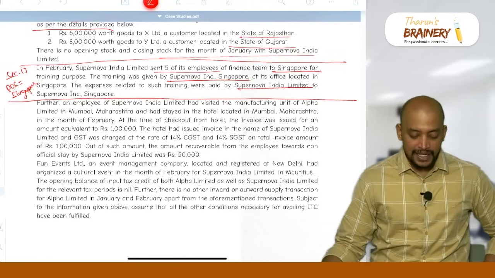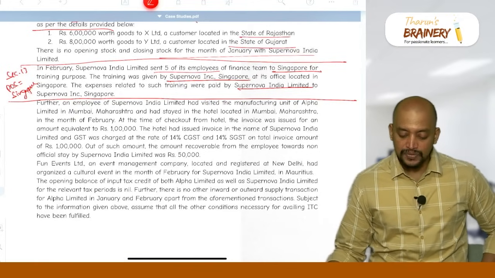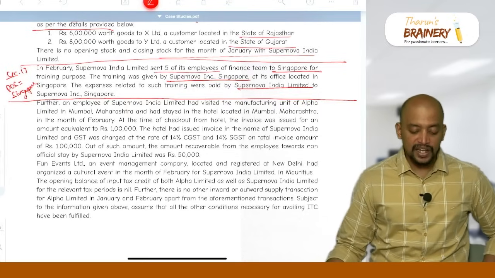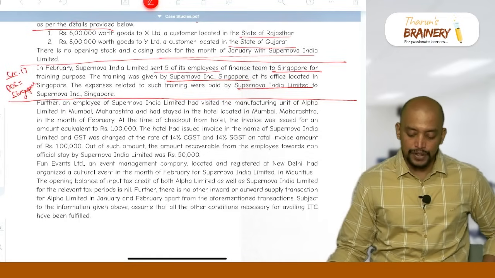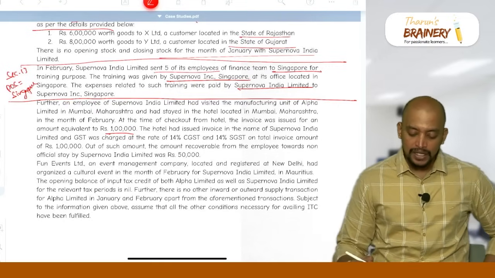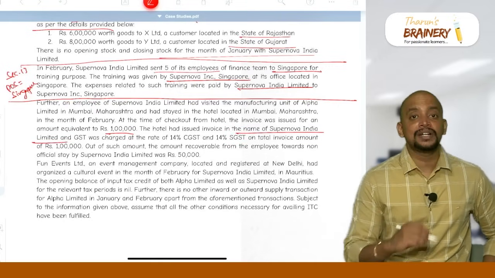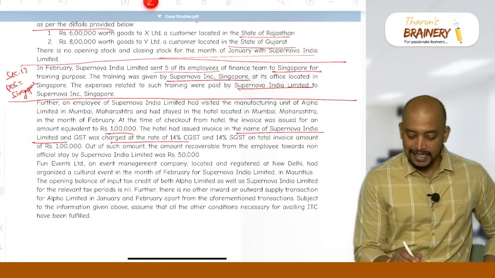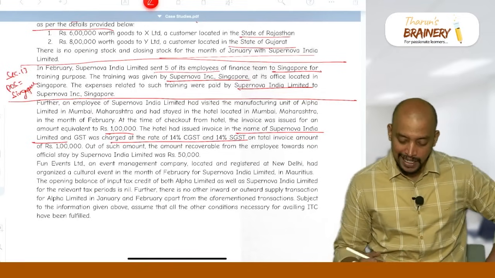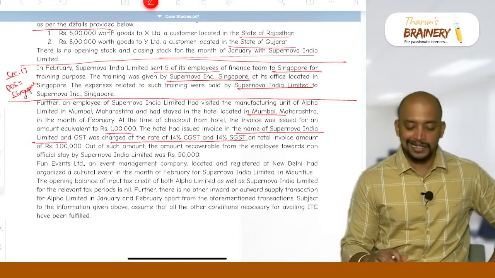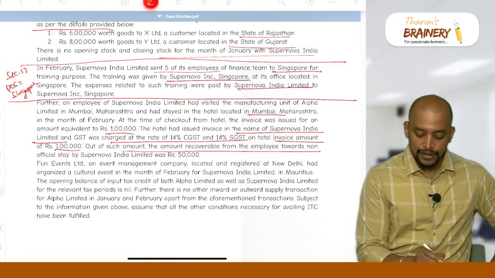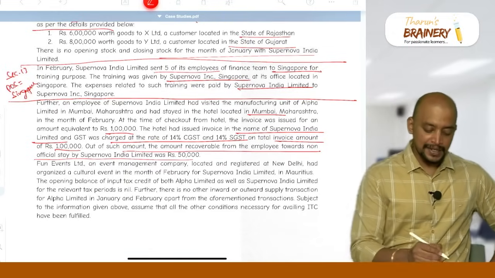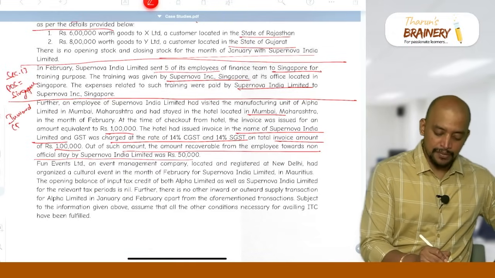Further, an employee of Supernova India Limited has visited the manufacturing unit of Alpha Limited in Mumbai, Maharashtra, and stayed in a hotel located in Mumbai, Maharashtra in the month of February. At the time of checkout from the hotel, the invoice was issued for an amount equivalent to 1 lakh. The hotel has issued the invoice in the name of Supernova India Limited, inward supply for Supernova India Limited, and GST was charged at the rate of 14% by the hotel. Where is the hotel located? Hotel is in Mumbai. Where is Supernova India located? Gujarat. On the invoice amount of 1 lakh, the amount recoverable from the employee towards non-official stay was 50,000. So this is inward, covered under FCM, but no ITC.